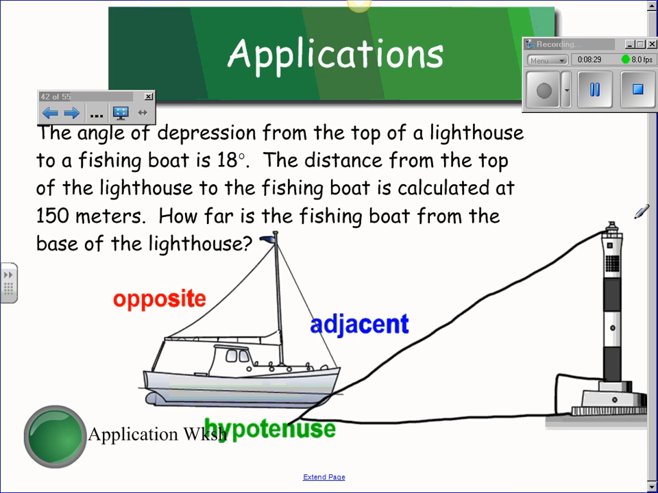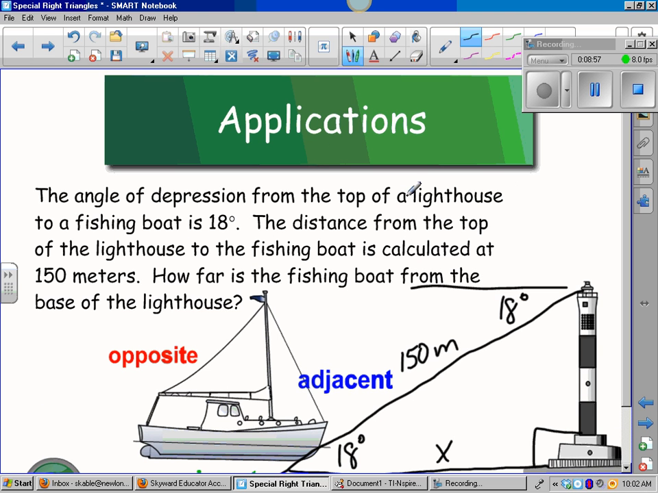We have the angle of depression. Remember, again, that means it's going to be up here. But remember, the angle of elevation is the same as the angle of depression. So therefore, it's 18 down in our triangle. We know the distance from the top of the lighthouse to the fishing boat is 150 meters. And we're trying to figure out how far the fishing boat is from the base of the lighthouse. So that would be the bottom. That's the part you can call X. And so maybe figure out which one's opposite, which one's adjacent, which one's the hypotenuse.